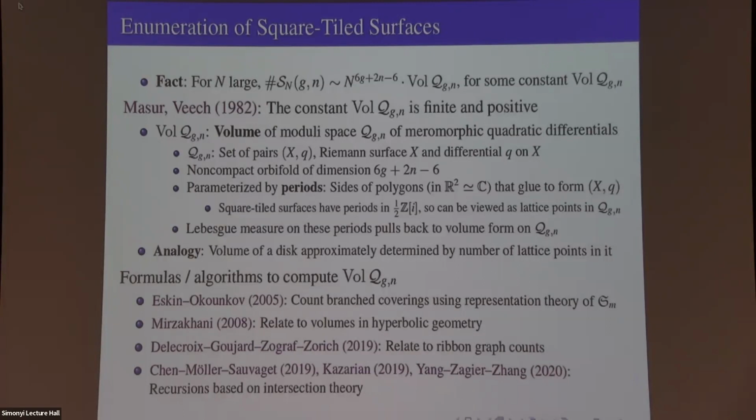So in an attempt to answer Peter's question, I want to quickly mention what I mean by volume. This Vol Q_{g,n} is the volume of the moduli space of meromorphic quadratic differentials. So what is this moduli space? It's simply the set of pairs (X, Q), where X is a Riemann surface and Q is a quadratic differential on it. This is known to be a non-compact orbifold, so it can have cusps, of dimension 6g plus 2n minus 6. And this dimension is exactly the same as this exponent up here, as you would expect.